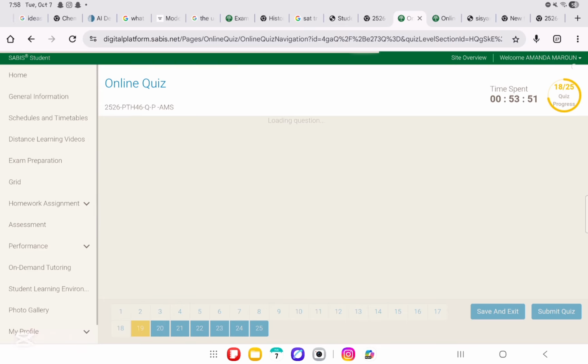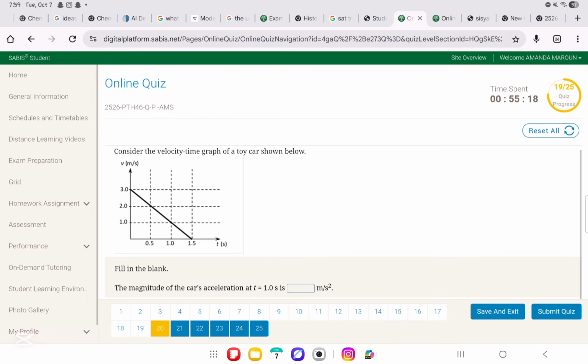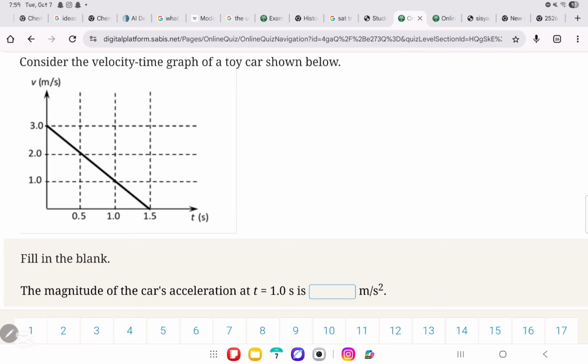Okay, question number 20. The magnitude, very important, magnitude. What does it mean? Absolute value of whatever answer we get, okay? Of the car's acceleration at time 1 second. So at time 1 second, we need to find the magnitude of the car's acceleration. So what do we need to find? We need to find the value of the slope, right? So just choose any 2 points. For example, 0, 3, and this point here, which is 1, 1.